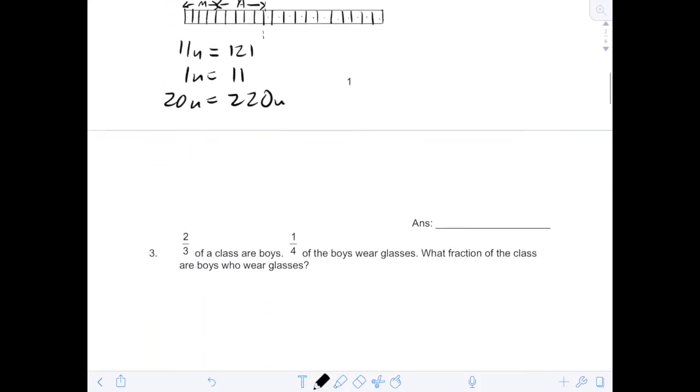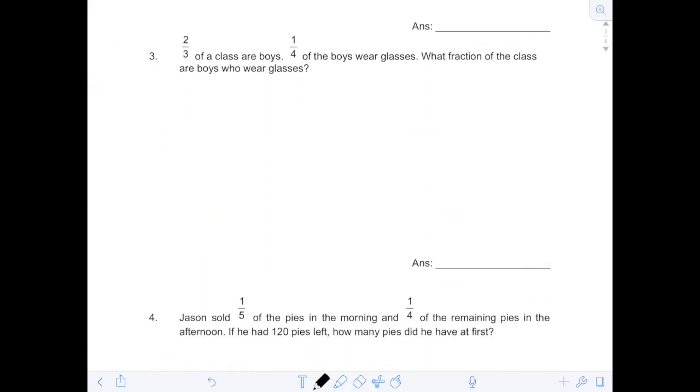Alright, let's move on to question 3. Now, question 3 here says that 2/3 of a class are boys, and 1/4 of the boys wear glasses. What fraction of the class are boys who wear glasses? Alright, if you're going to be drawing a model, it will look like this.